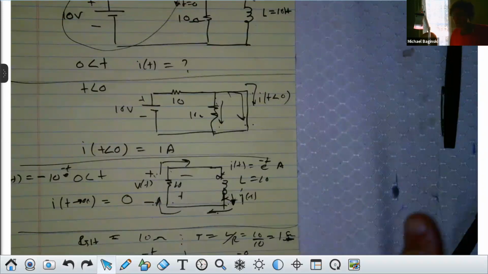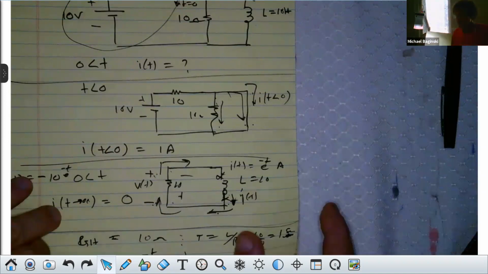Now we're going to go on to the next phase. I'm trying to do this methodically. I gave you a bunch of problems, a whole bunch of problems.